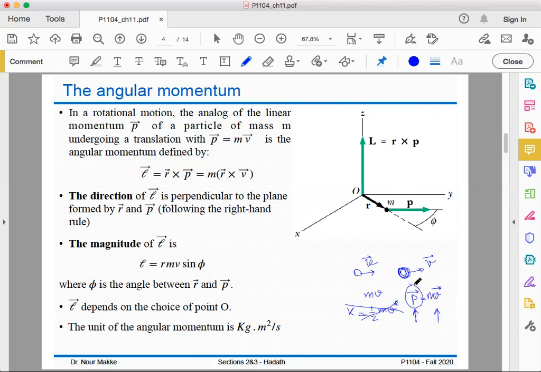Is P enough, to give us a description of what is happening? No, because actually we have seen from the previous chapter that a particle, we can describe the rotational motion of a given particle depending on the distance between the particle and the axis of rotation.